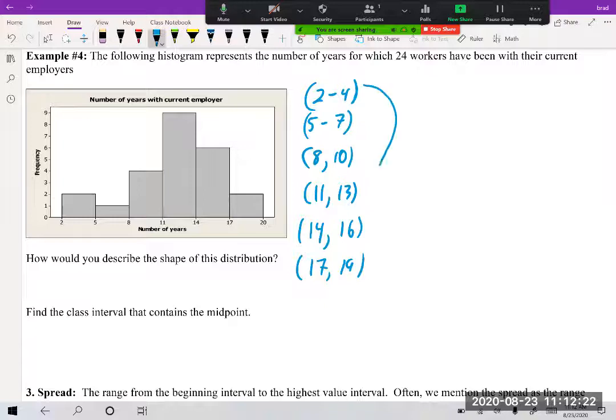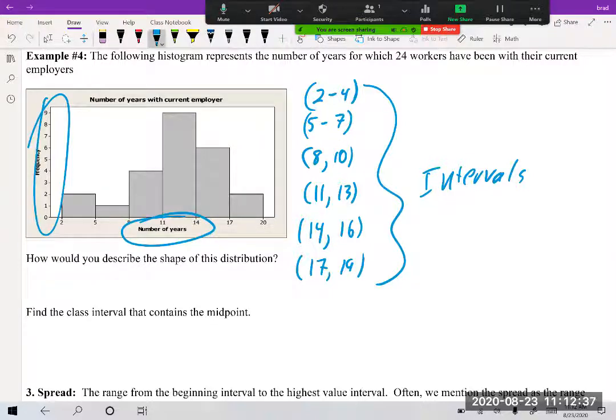And remember, this histogram came from a frequency distribution, right? So they're telling us these are the categories. This is our categorical values, number of years they were with their company. And then this is how many people were in each of those categories when we gathered data. How often did we get data values from 2 to 4, 5 to 7, 8 to 10, 11, and so on.